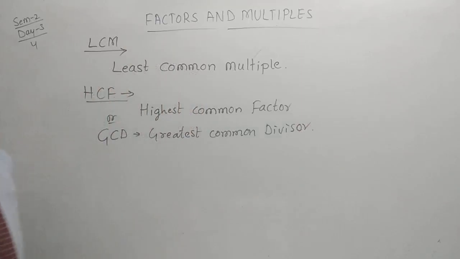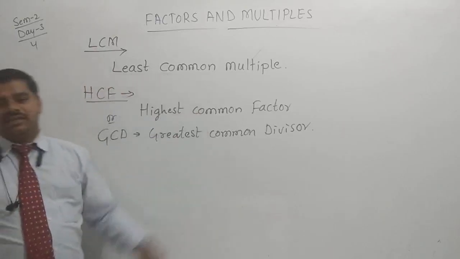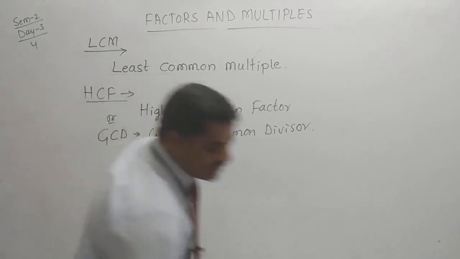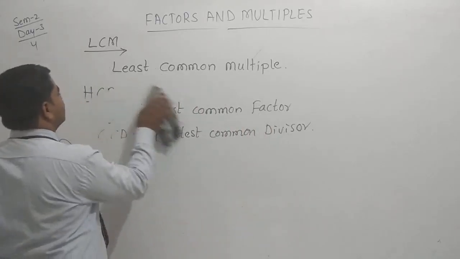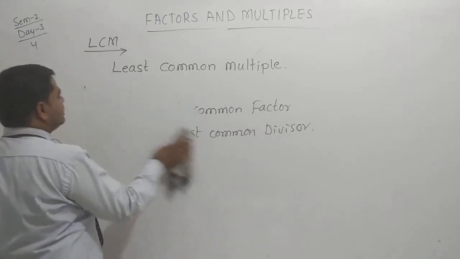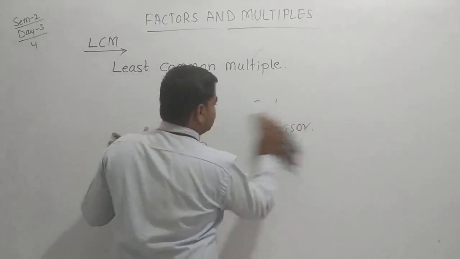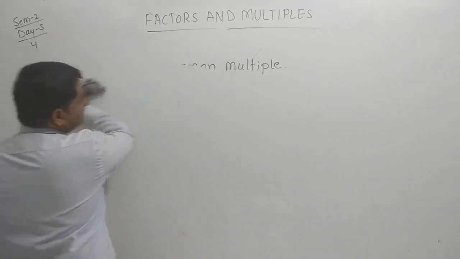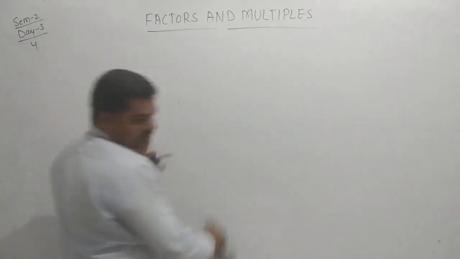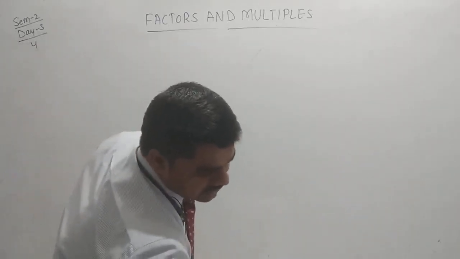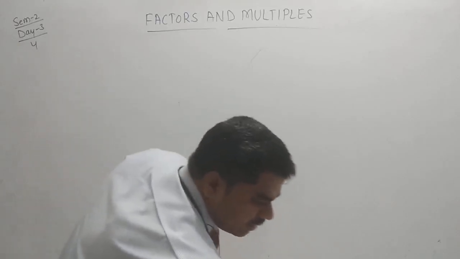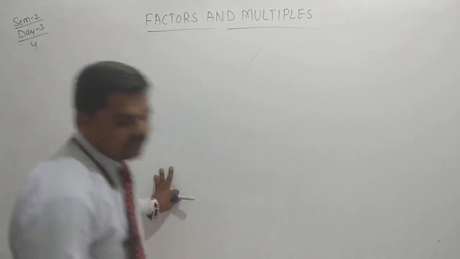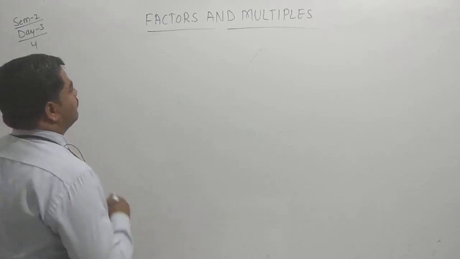Greatest common divisor or highest common factor, both are the same. Here LCM means least common multiple. We know how to find the multiples of a number, that is the table. Find the multiples of two or more numbers, and in that, find the common ones, and among those, the smallest one.